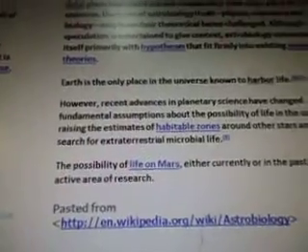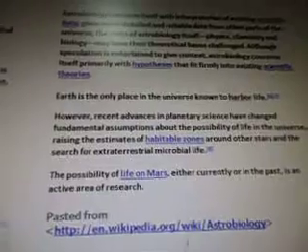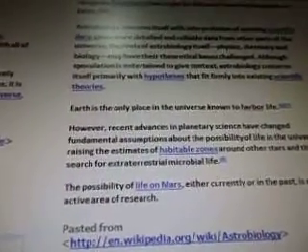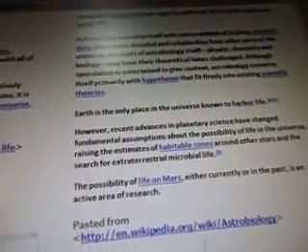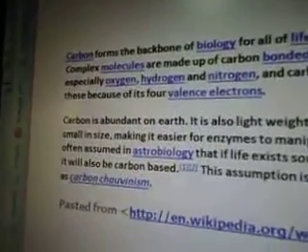Earth is the only place in the universe known to harbor life. However, recent advances in planetary science have changed fundamental assumptions about the possibility of life in the universe, raising the estimates of habitable zones around other stars and the search for extraterrestrial and microbial life. The possibility of life on Mars, either currently or in the past, is an active area of research. I know they found some stuff on Mars. I don't know what they found, but they found something on there. Some little, like an amoeba or something on there, living in the water.